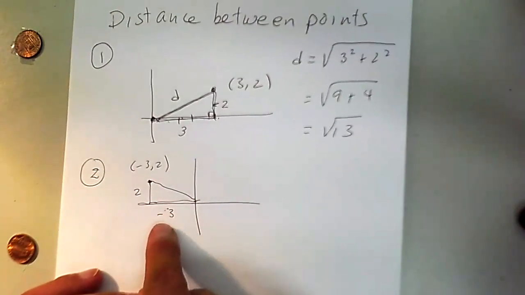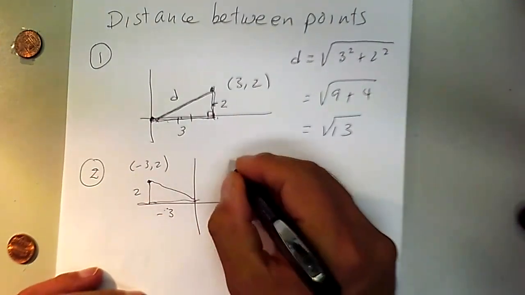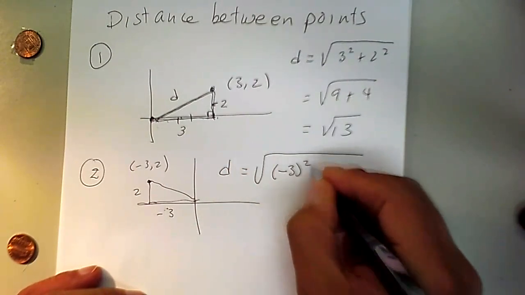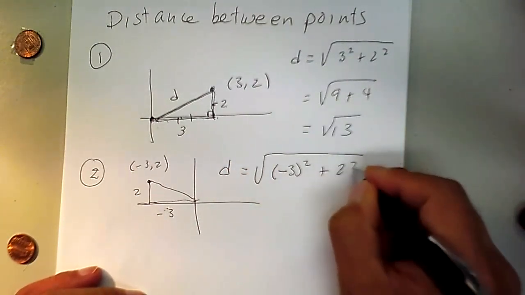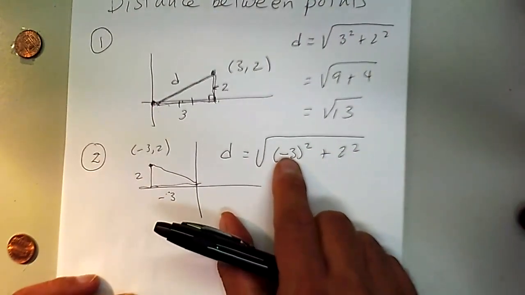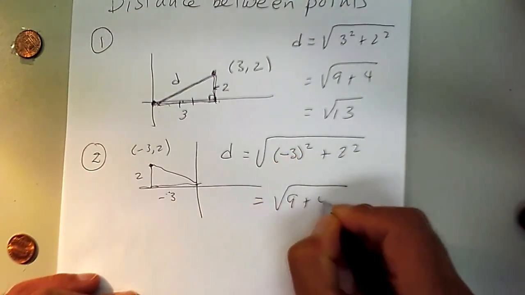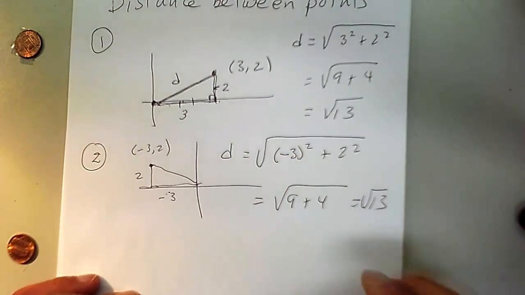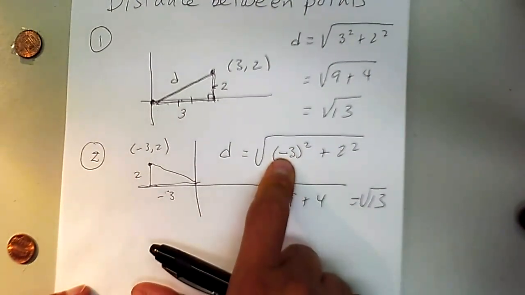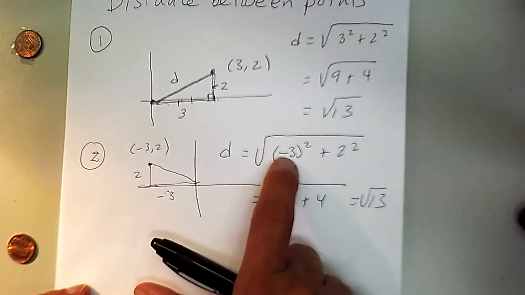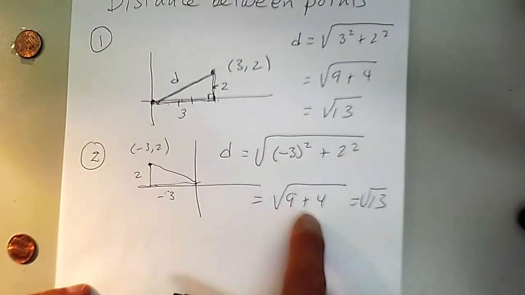Now, that makes sense because this -3, so the distance in this case, technically speaking, is the square root of the quantity -3 squared plus 2 squared. When we square the -3, that is still going to give us 9. So that is the square root of 9 plus 4, which is the square root of 13. Yeah, that's the key. Regardless of whether this number is positive or negative, we're going to end up with the same positive square.